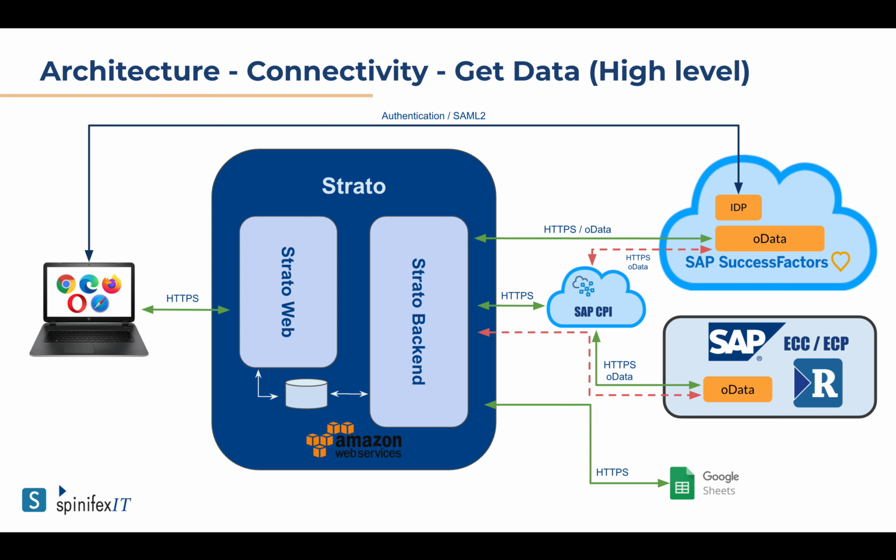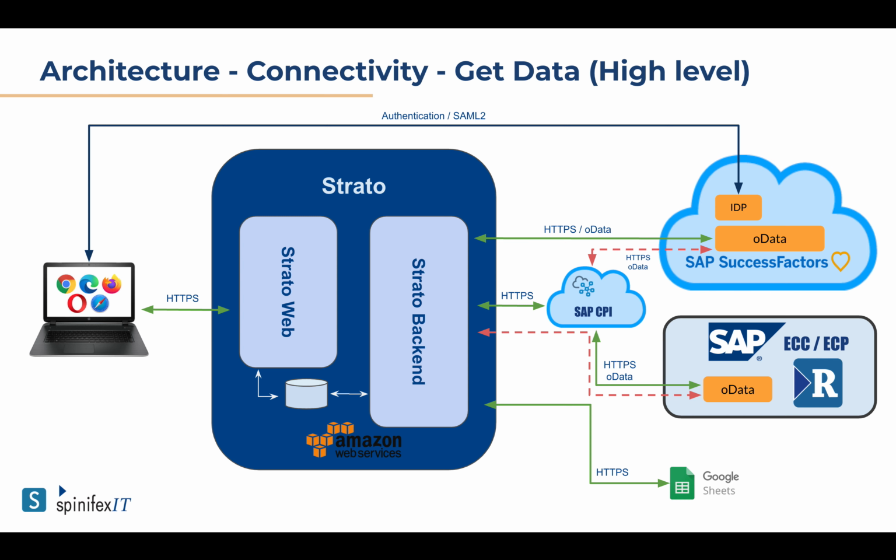This slide is actually related to the connectivity. Again, I will not go into details, but what is important to know is that Strato can connect to SuccessFactors, SAP, Employee Central or Employee Central Payroll, and Google Sheets. So you have these 3 kinds of connection to get data. There is another one which is CSV, but uploading a CSV is done through Strato, so there is no protocol. But in terms of connecting to live data, we support SuccessFactors, SAP, and Google Sheets.